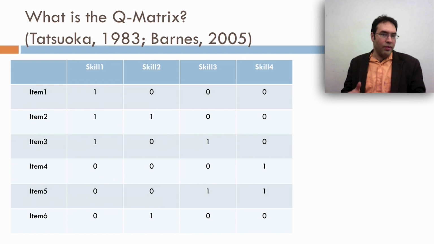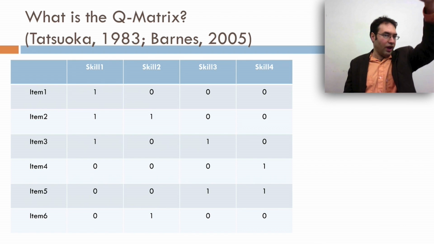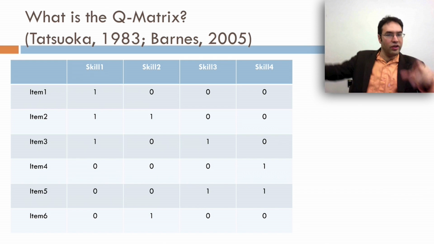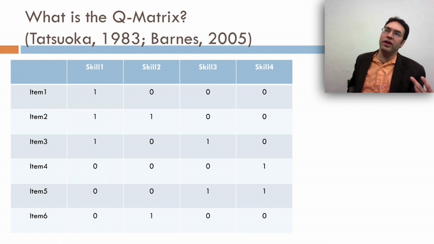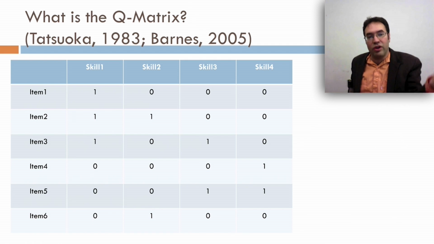So if we look at an example of a Q matrix, and you see one here, you've got a set of items, you've got a set of skills, and you can see that item 1 involves skill 1. Item 2 involves skill 1 and skill 2. Item 3 involves skill 1 and skill 3, and so on. Every item involves at least one skill. If an item didn't involve any skills, then we'd need to create a new skill for that.